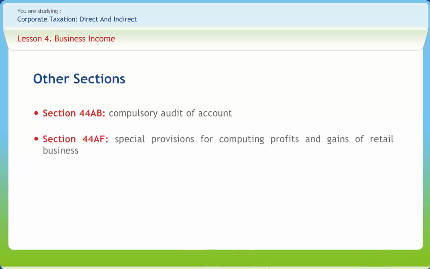After this is Section 44AF, stating special provision for computing profits and gains of retail business. Any deduction allowable under the provisions of Section 30 to 38 shall, for the purposes of subsection 1, be deemed to have been already given full effect to, and no further deduction under those sections shall be allowed. The written down value of any asset used for the purpose of the business referred to in subsection 1 shall be deemed to have been calculated as if the assessee had claimed and had been actually allowed the deduction in respect of the depreciation for each of the relevant assessment years.